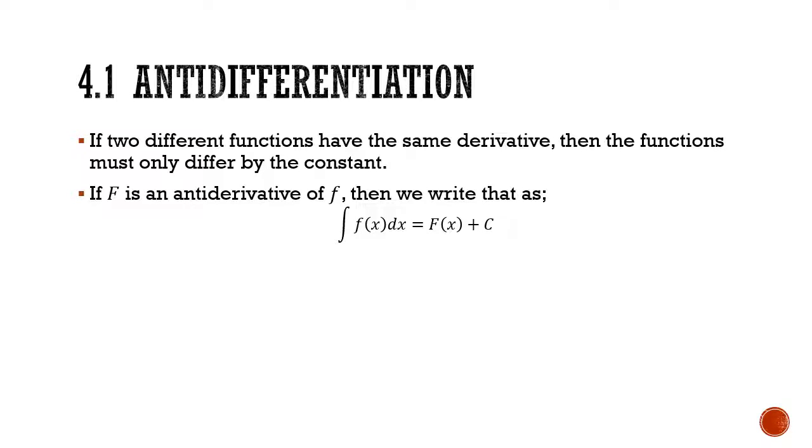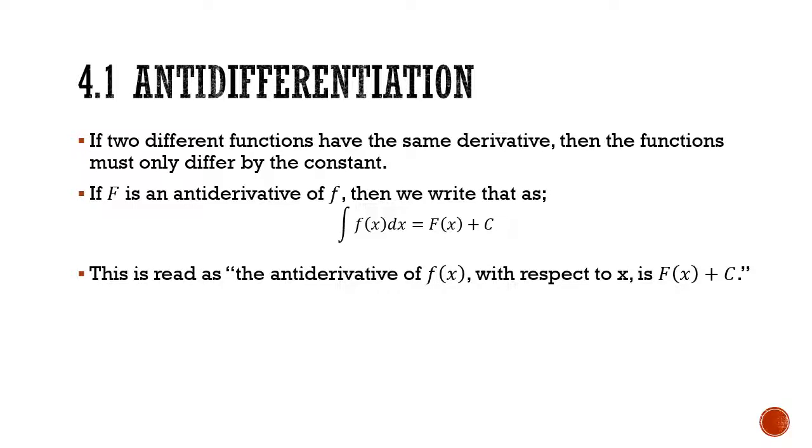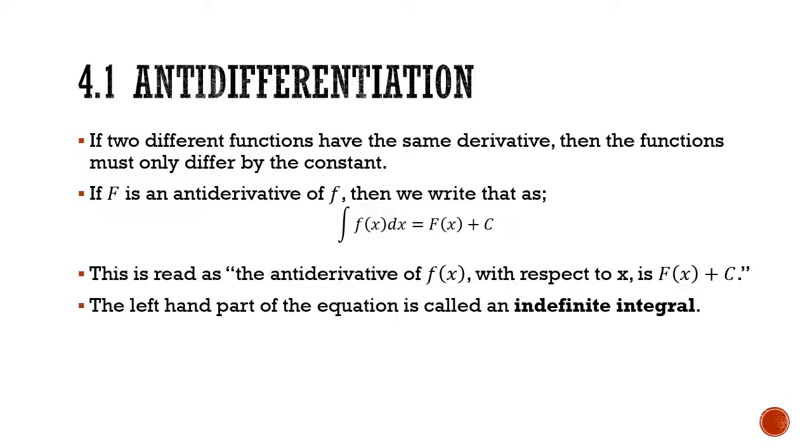This is a notation thing here. If capital F is an antiderivative of lowercase f, we write that as, and you see here we've got this symbol. It looks like you took an S and stretched it long ways. And you see there the symbolism we use. This is read as the antiderivative of f of x with respect to x is capital F of x plus c. So that elongated S thing is our symbol for antiderivative.